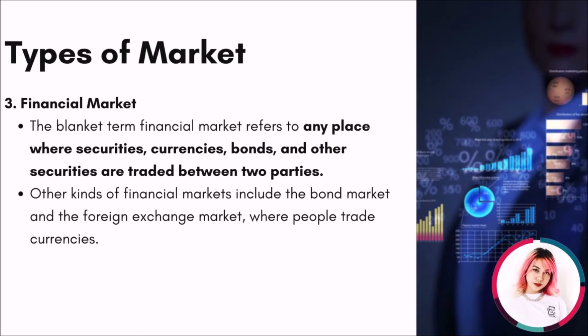The last type of market is the financial market. The blanket term financial market refers to any place where securities, currencies, bonds, and other securities are traded between two parties. These markets are the basis of capitalist societies and they provide capital formation and liquidity for businesses. They can be physical or virtual. The financial market includes the stock exchanges such as the New York Stock Exchange, NASDAQ, the LSE, and the TMX Group. Other kinds of financial markets include the bond market and the foreign exchange market, where people trade currencies.